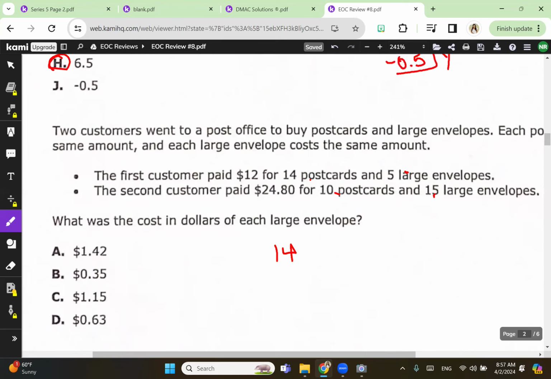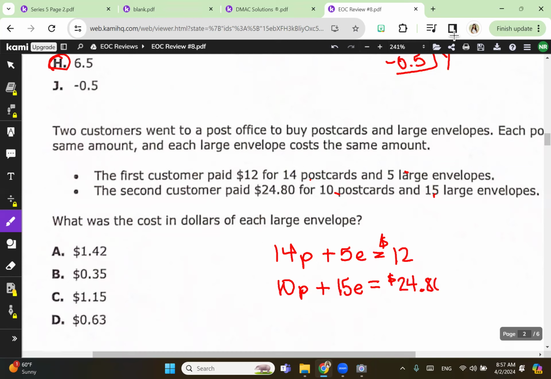The second sentence is 10 postcards plus 15 envelopes. Yay. I like it when it doesn't write it correctly. Okay, equals $24.80. And when you get your answer, postcards will be the top, envelopes will be the bottom. All right.